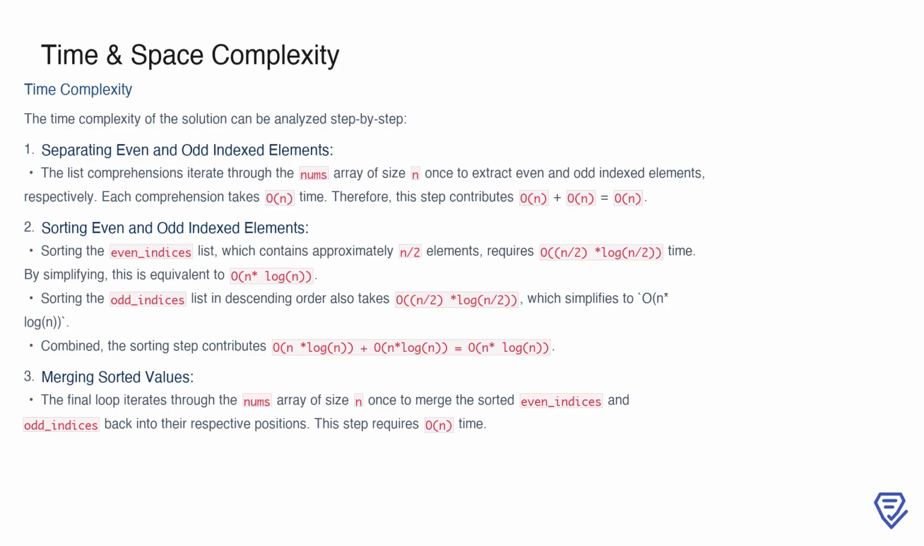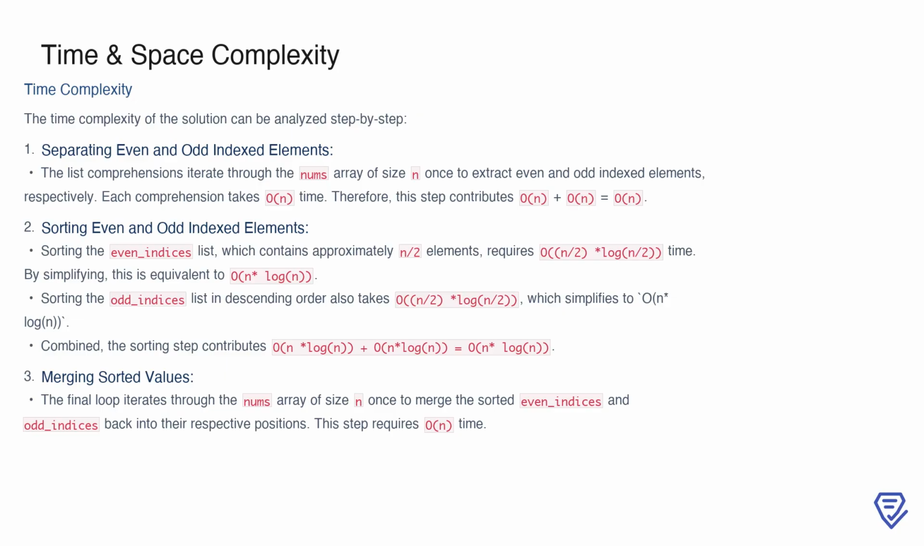First, we separate the even and odd indexed elements from the input array. This involves iterating through the array twice, once to extract the even indices and once for the odd indices. Since the input array has a size of n, each of these operations takes n time, resulting in a total of n for this step.